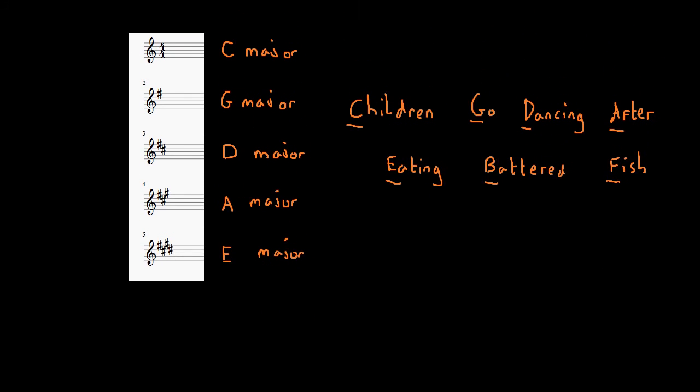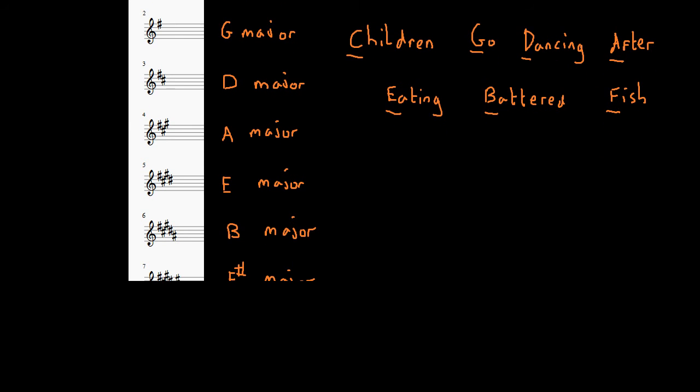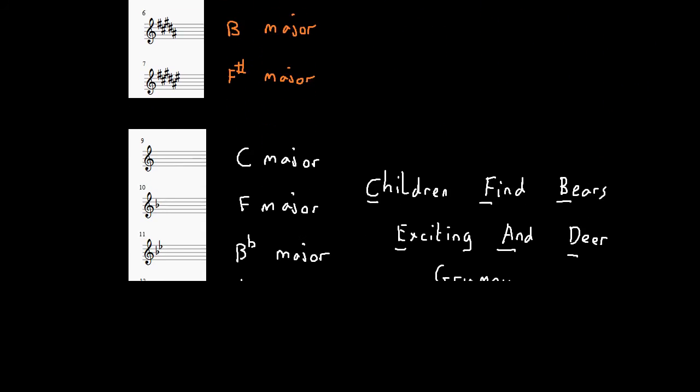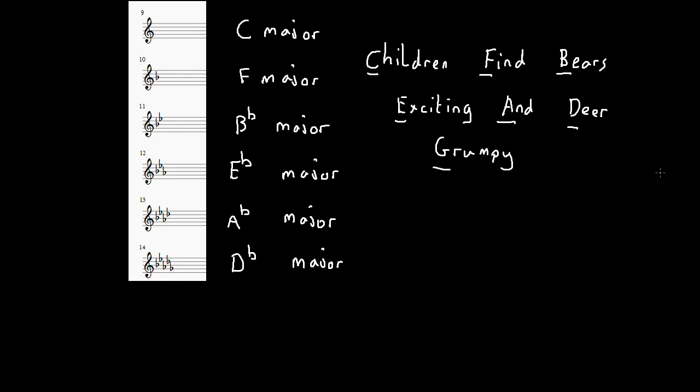So we've got our sharp ones with a mnemonic: Children go dancing after eating battered fish. And we've got our flat keys with a mnemonic: Children find bears exciting and deer grumpy. Now, like I said before, there are also corresponding minor keys to each of these key signatures, but that's something we can look at in a later video.